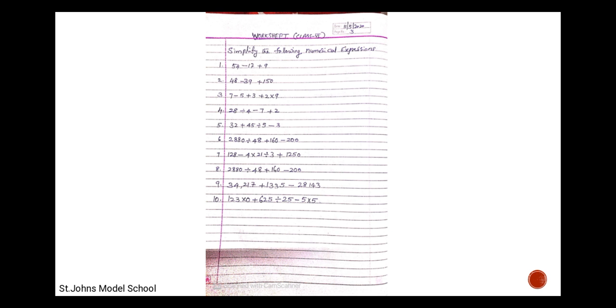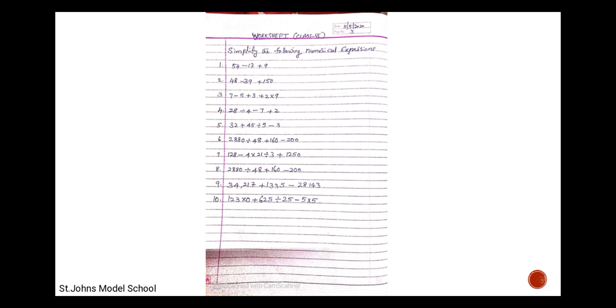The fourth question, 28 divided by 4 minus 7 plus 2. First we will do 28 divided by 4, that is 7. Now comes 7 plus 2, 9. 9 minus 7 is 2, you will get. In the fifth question, do first division 45 divided by 5, then addition, then subtraction. Sixth also, do division, then addition, then subtraction.